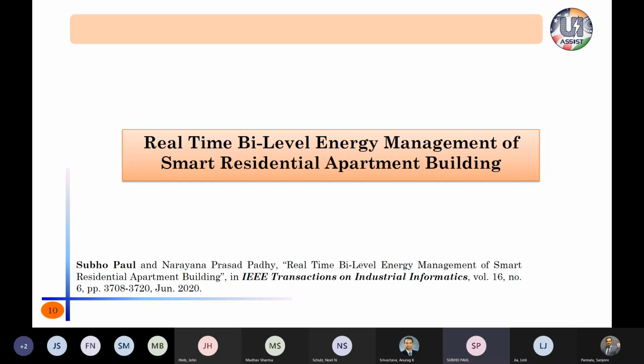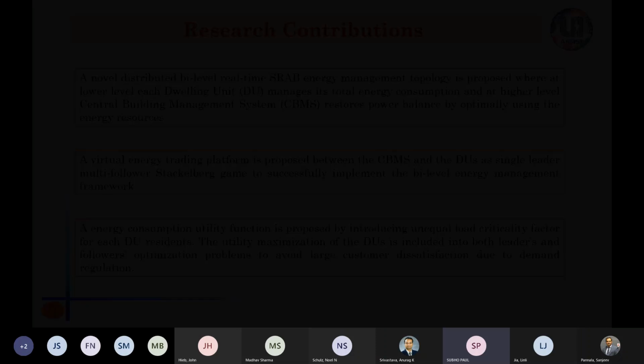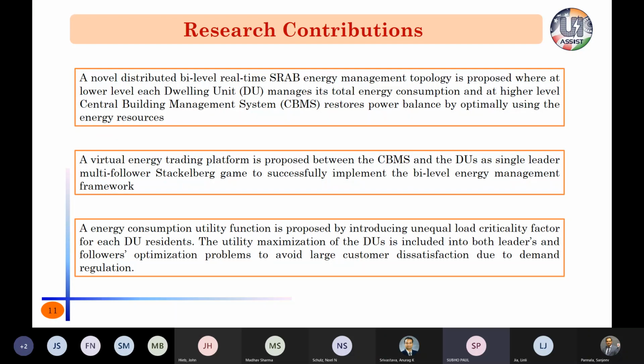Now moving towards building energy management, where multiple residents reside under one roof of a single building in different apartments. Here a distributed optimization process is proposed, where there is a central building management system which is only responsible for keeping the power balance inside the building, and the respective dwellings or flats are responsible for managing their real-time demand. The interaction between these two is done in terms of a Stackelberg game, a single leader multi-follower Stackelberg game.